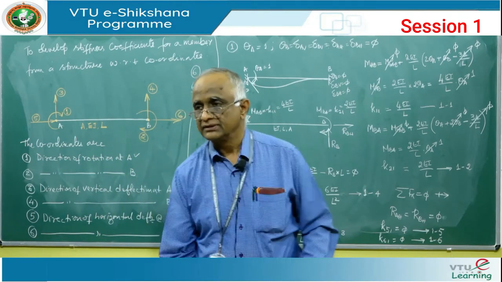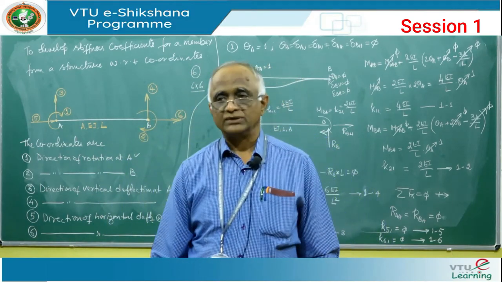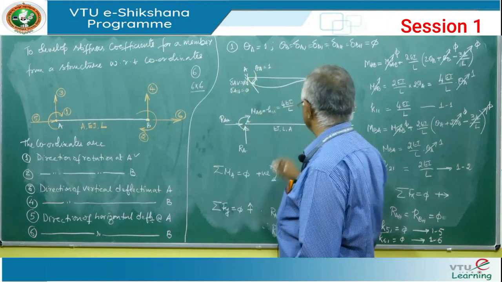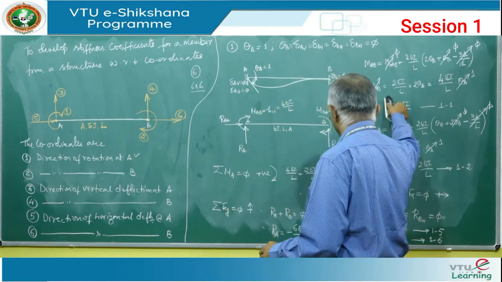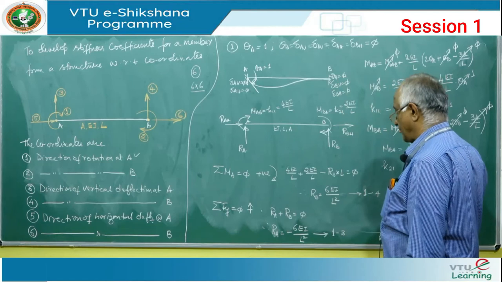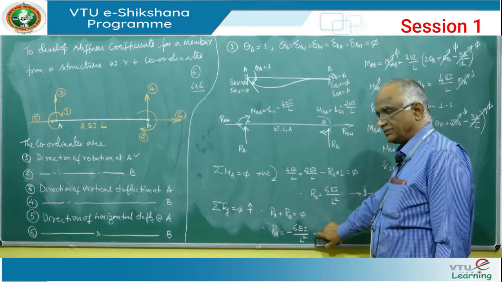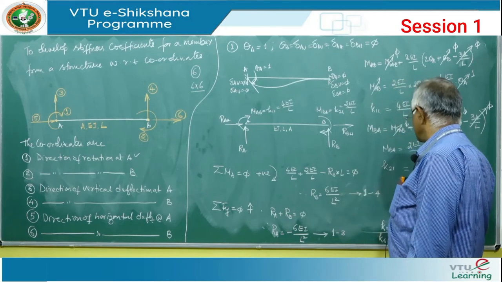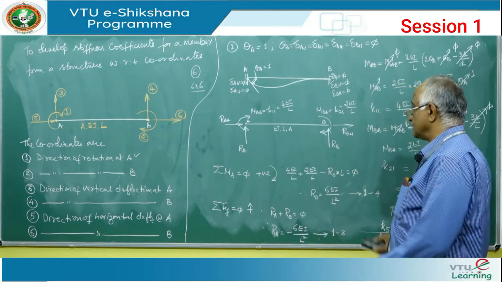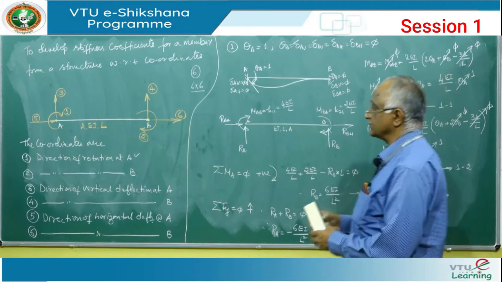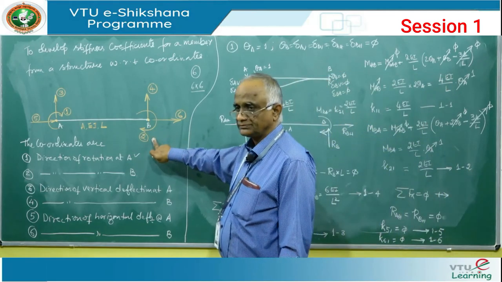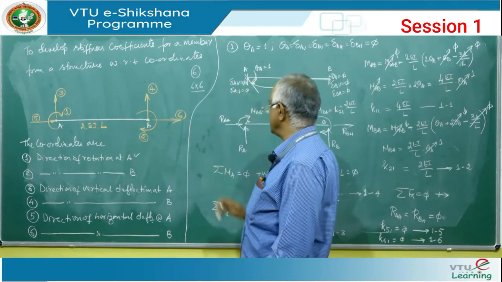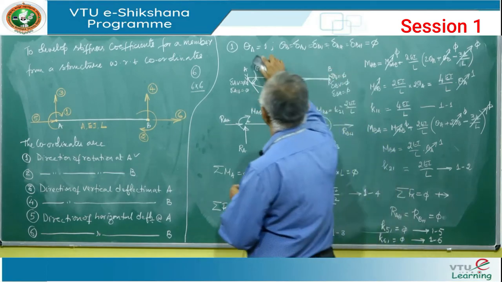It is the first column coefficients, K11 to K61. Just remember these: 4EI by L, 2EI by L, and first one is minus 6EI by L square, next is plus 6EI by L square, and these two are 0. The same values we will get once you take the coordinate 2 also, only with a little change in the values.